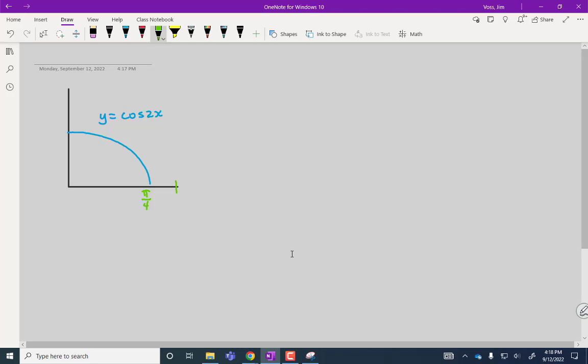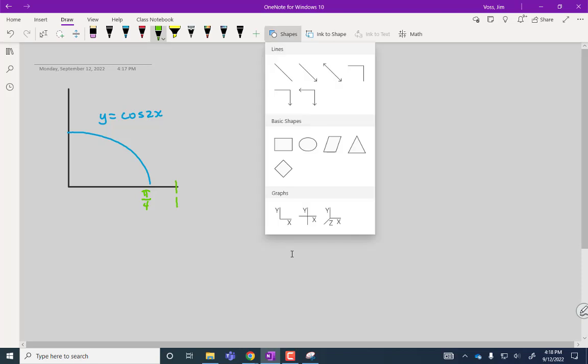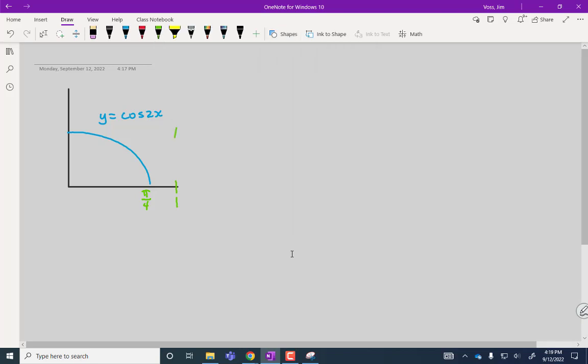Yeah. Okay, so that's whatever it is. So let's make this 1 right there. So that's going to be our axis of rotation. So let's go and figure out the volume.